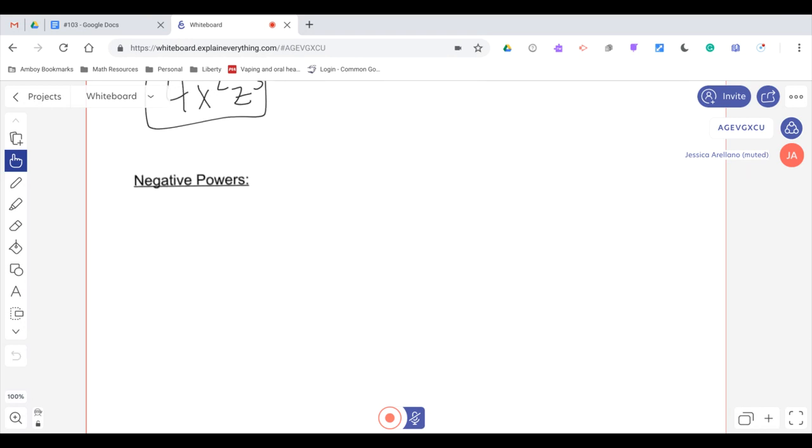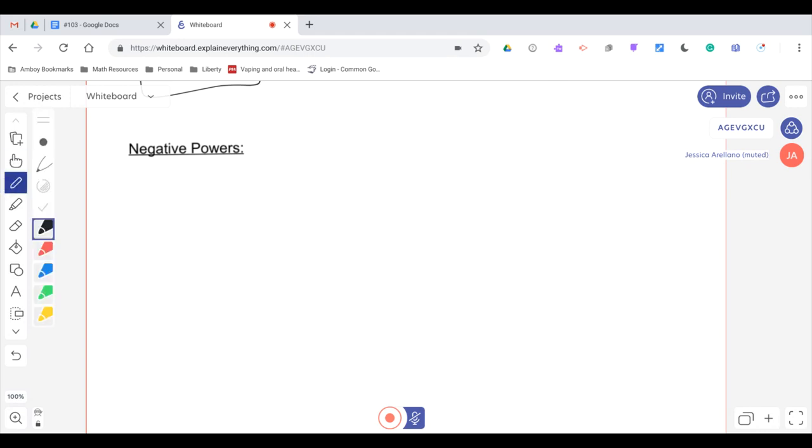Okay. The other thing we have to talk about is negative exponents. So if I have 2 to the negative 7th, or x to the negative 1, or even if I have a fraction where I have 1 over 5 to the negative 2nd. Okay. So negative exponents, negative powers.